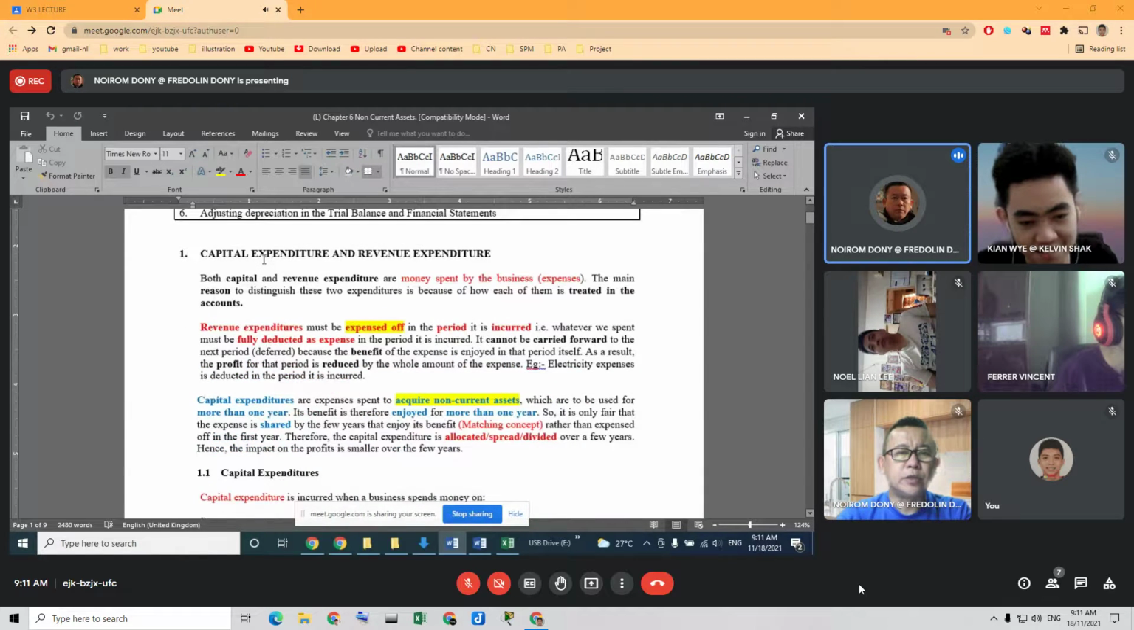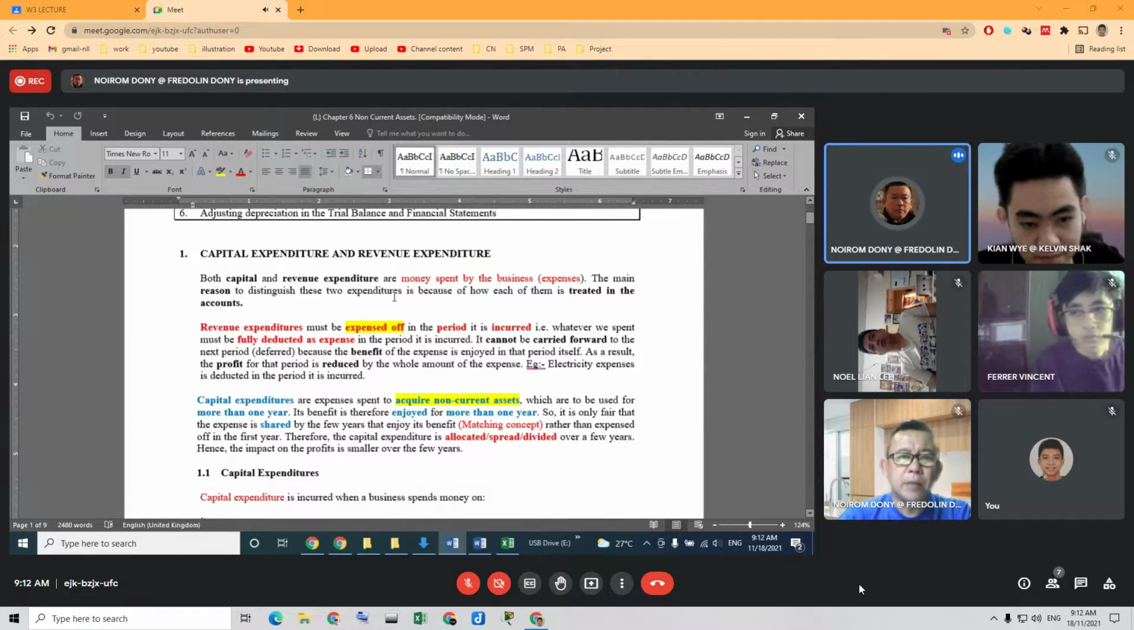So let's go through the first one, that is capital expenditure and revenue expenditure. Remember, expenditure means money spent by the business. It is an expense, so same meaning, expenditure means expenses. Both capital and revenue expenditure are money spent by the business. The main reason to distinguish these two is how each of them is treated in the accounts, meaning the accounting treatment for capital expenditure and for revenue expenditure.